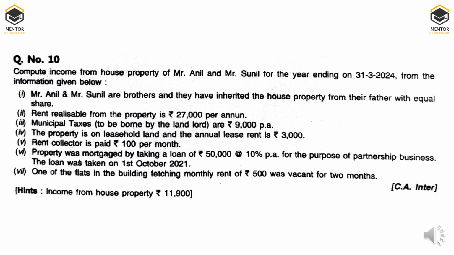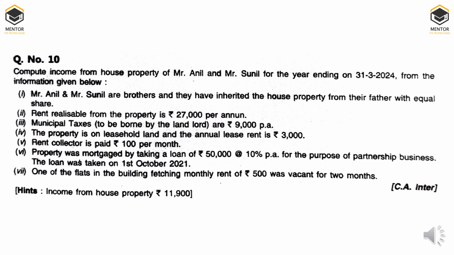Then 10th question. Compute the income from house property of Mr. Anil and Mr. Sunil for the year ending 31st March 2024, from the information given below. Mr. Anil and Mr. Sunil are brothers. They have inherited the house property from their father in equal share. Rent realizable from the property is 27,000 per annum.